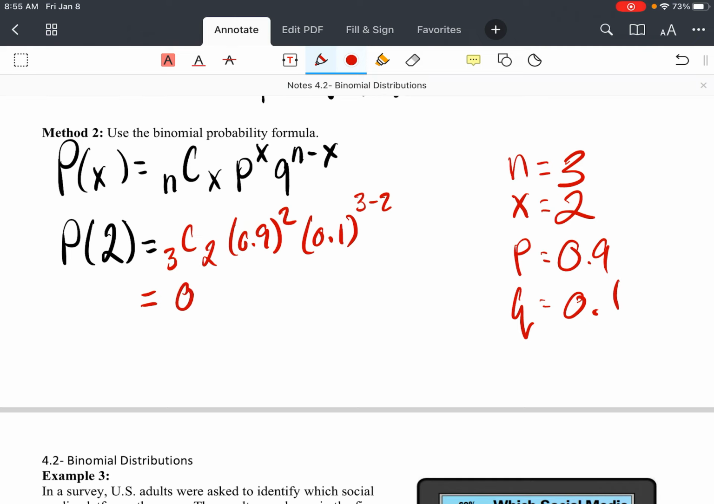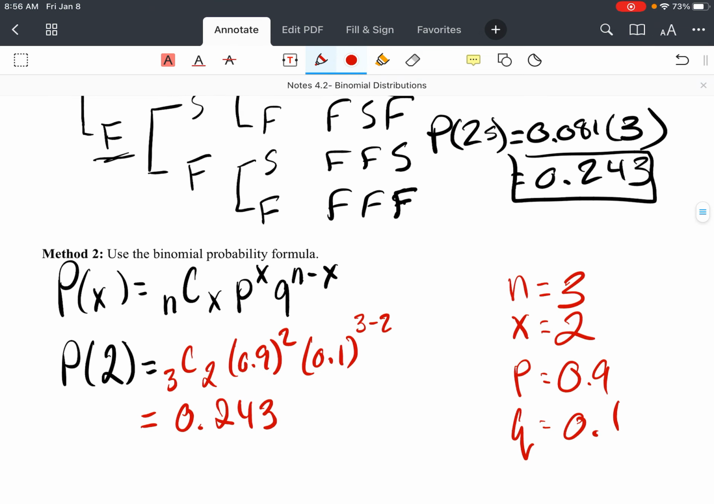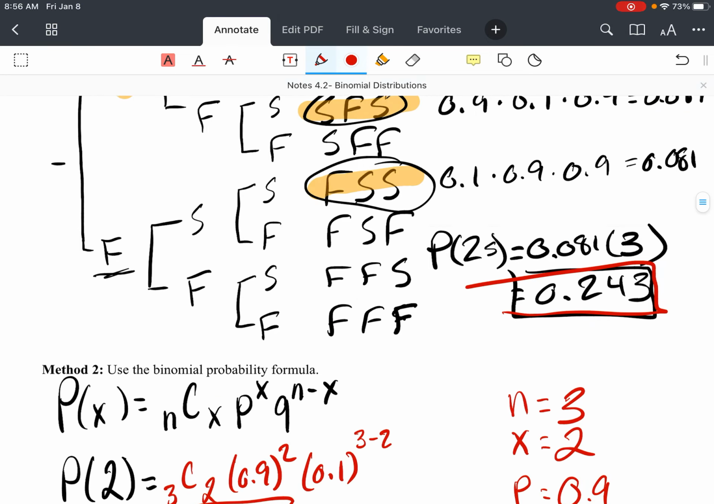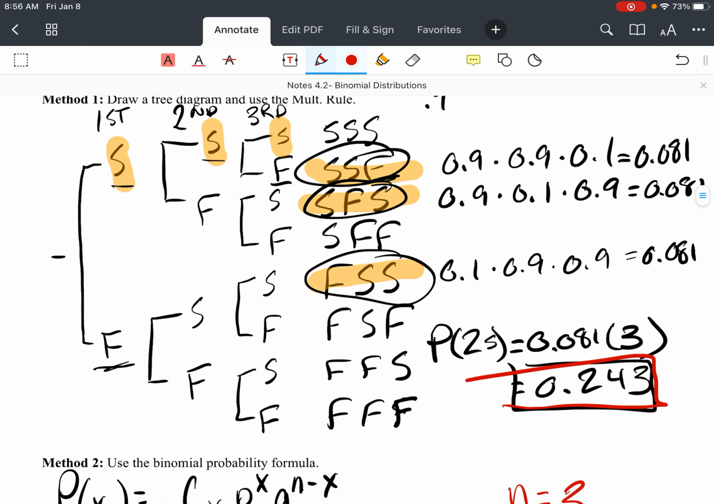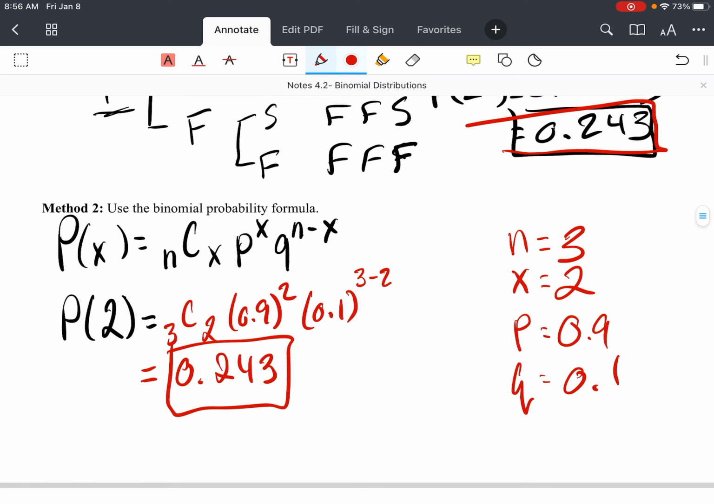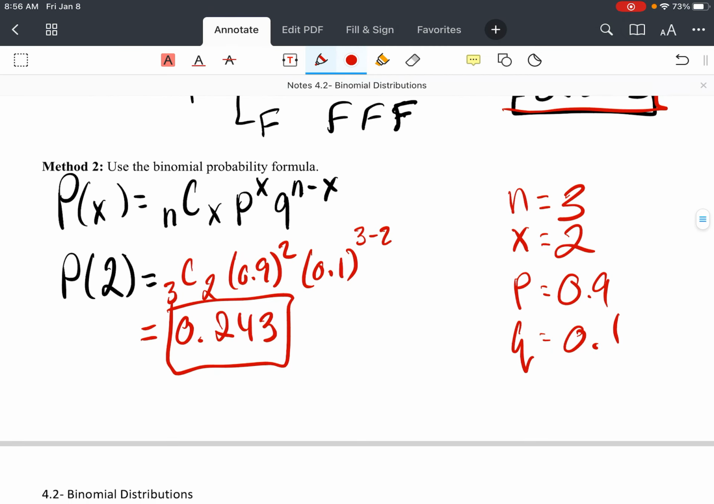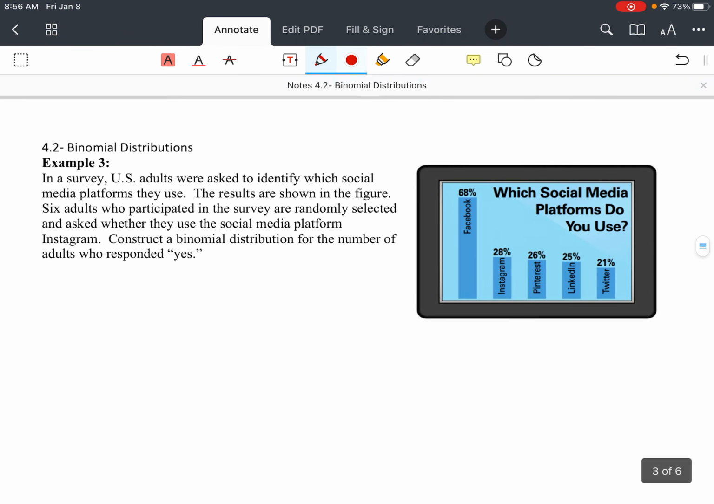I'm going to let you type this into the calculator, but when you do this, you get the exact same result as we got up here. So you choose which one works best for you. For small binomials, this first method works just fine. It does take a little bit of room. For larger ones, you're definitely going to want to use method 2.